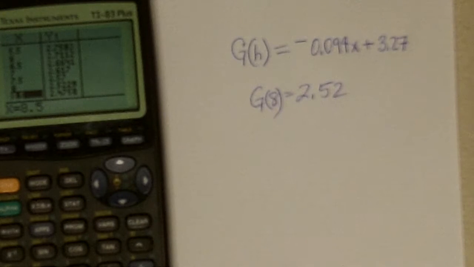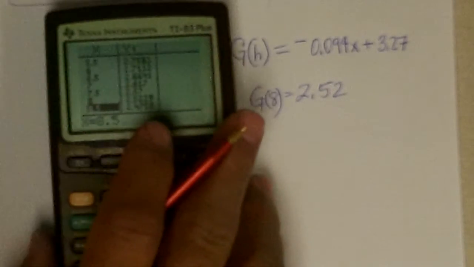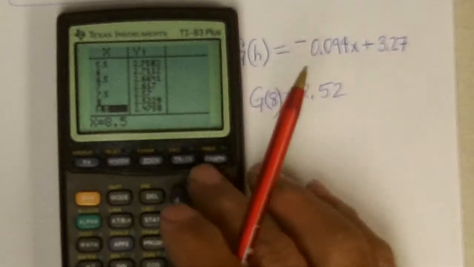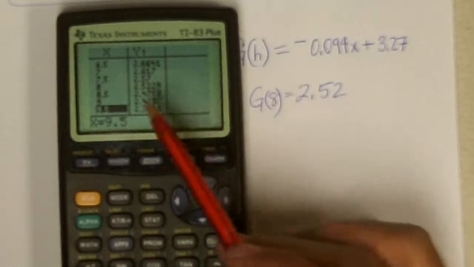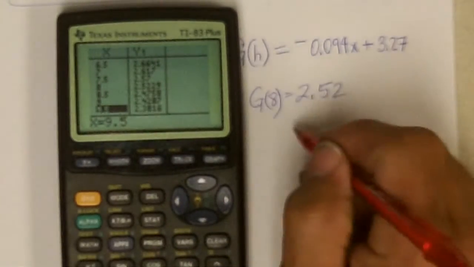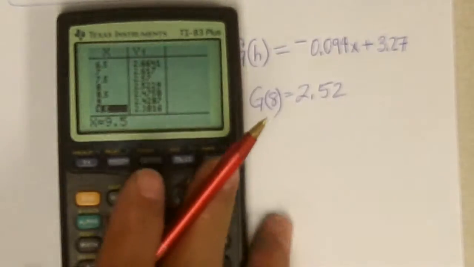How many hours a week of video games do you need for students whose grade point is 2.4? Well, we can just go back up the table or down the table and see where 2.4 is. Looks like around 9 to 9.5 will give us something around 2.4.